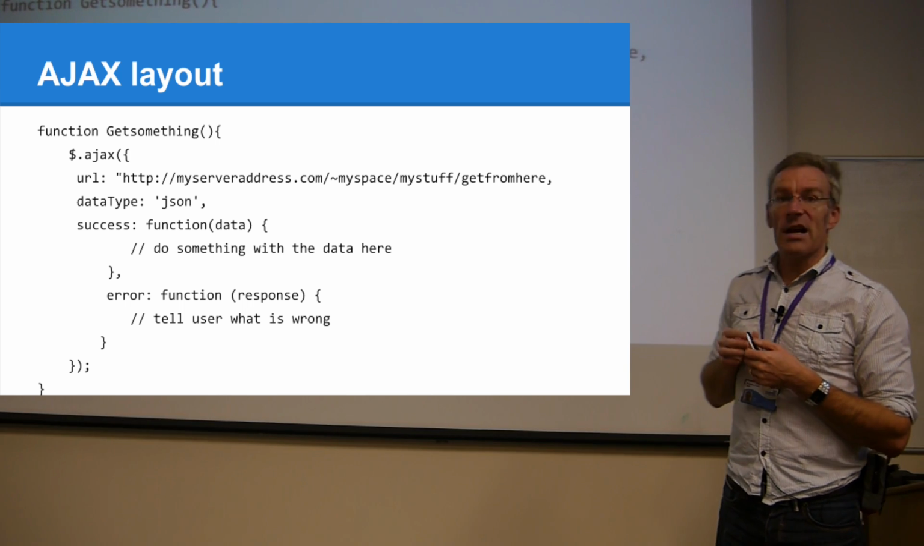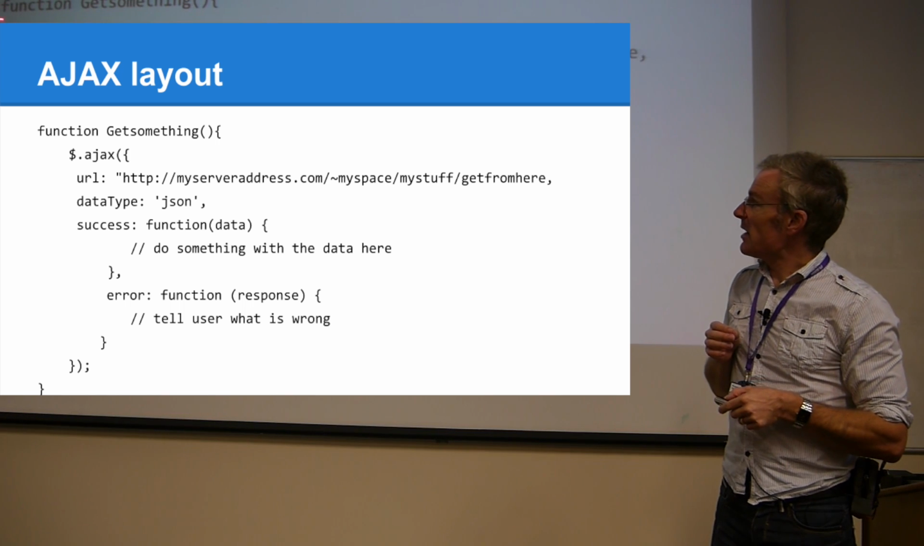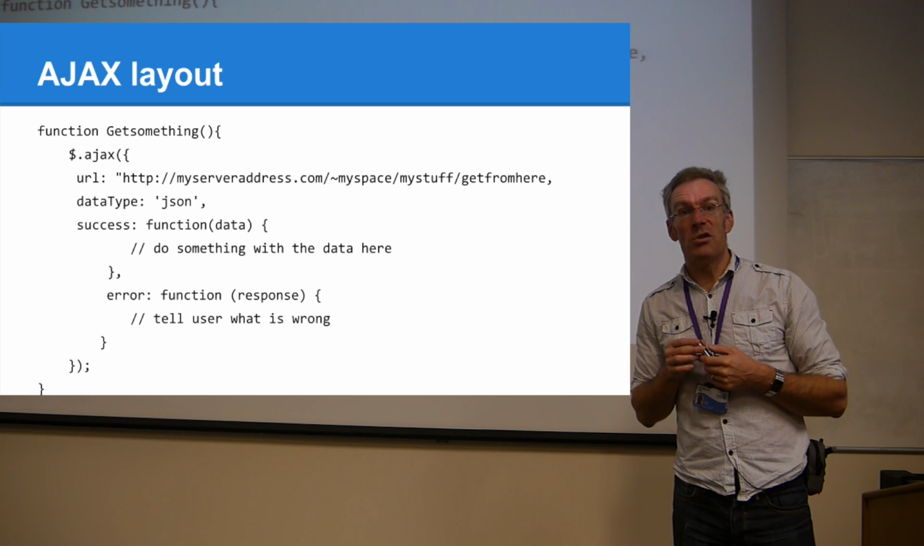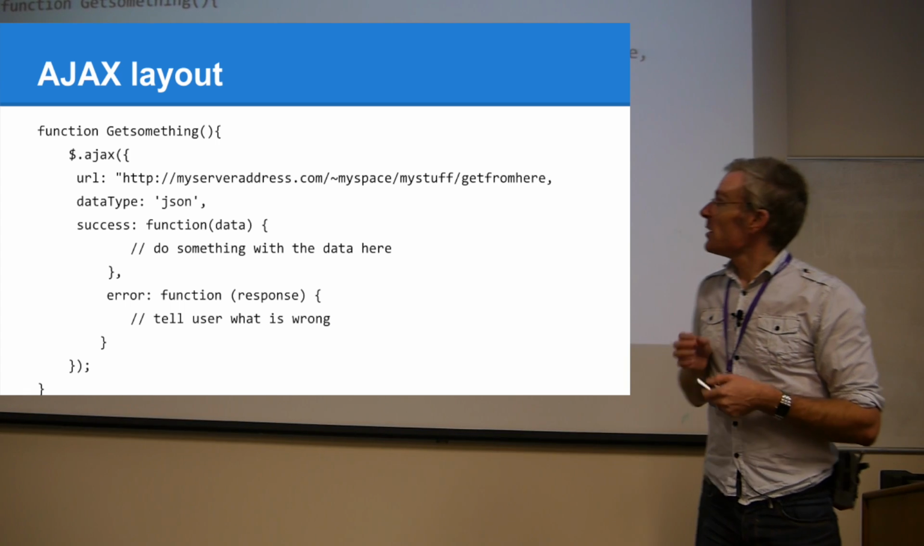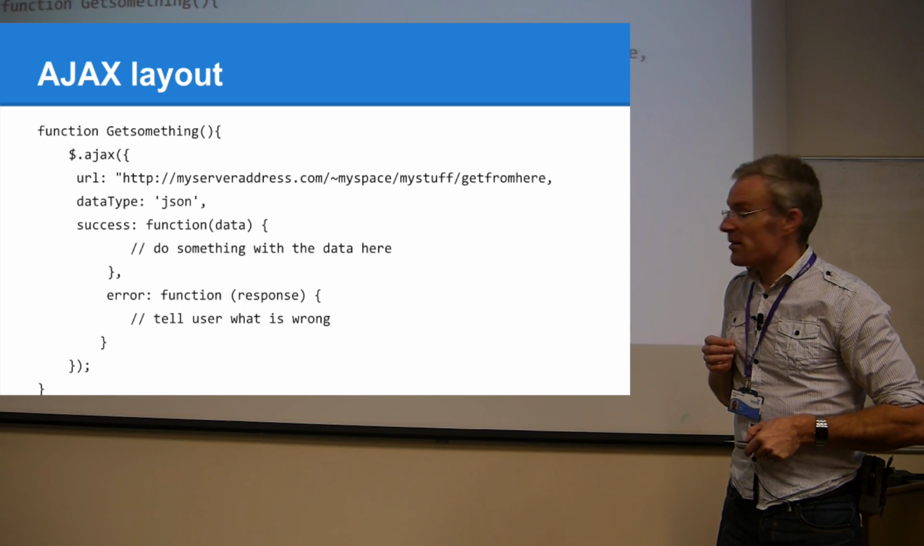let's look at the syntax to start with. Okay, there's my function. And I've got this dollar sign. That dollar means jQuery. We're using a jQuery function. And the Ajax function starts here and finishes here.